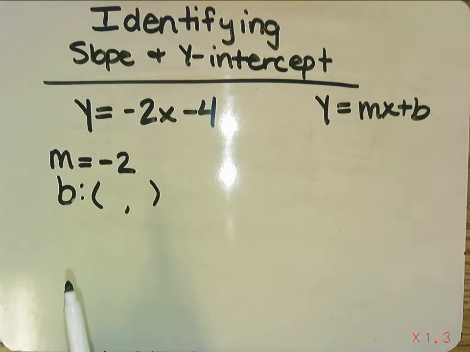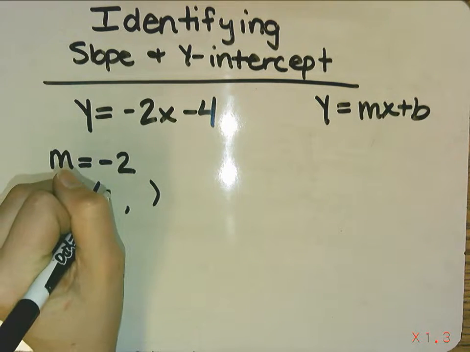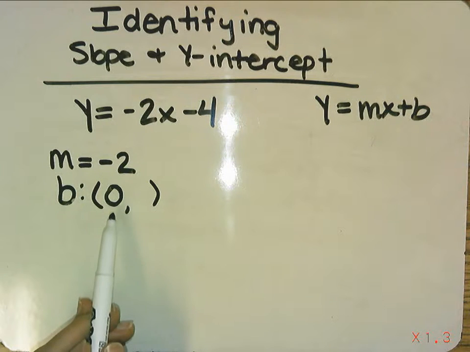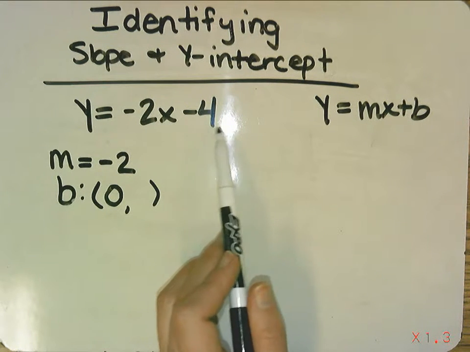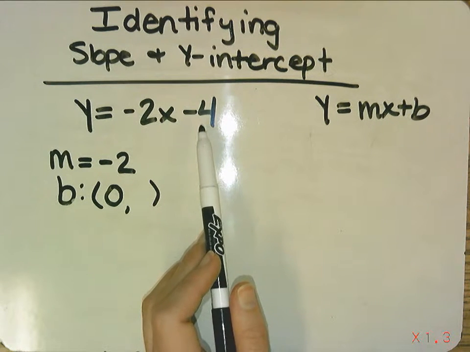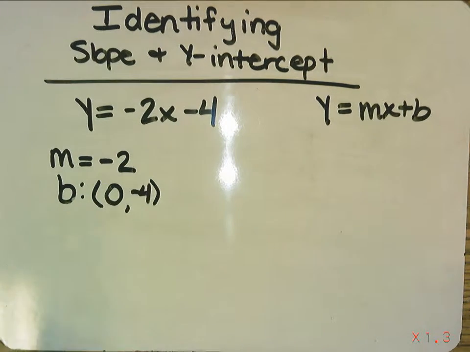Next, I'm going to try to identify my y-intercept, and I know I need to write it as an ordered pair. Every y-intercept has an ordered pair that starts with 0. Every y-intercept has an x-coordinate of 0. So now, again, just like with your slope, whatever sign is in front of this number here comes with it. So this is negative 4 or minus 4. So my y-intercept is 0, negative 4.